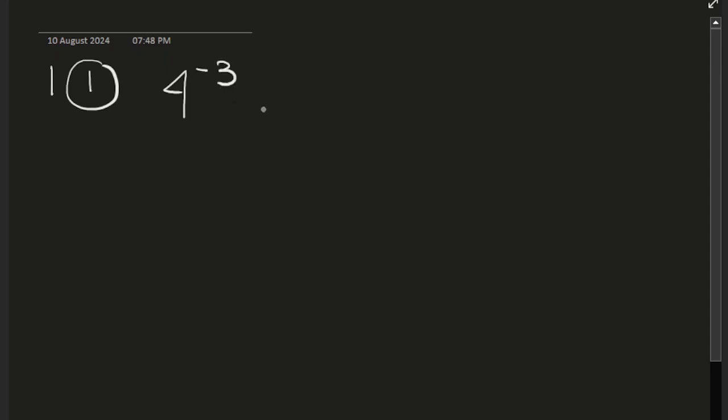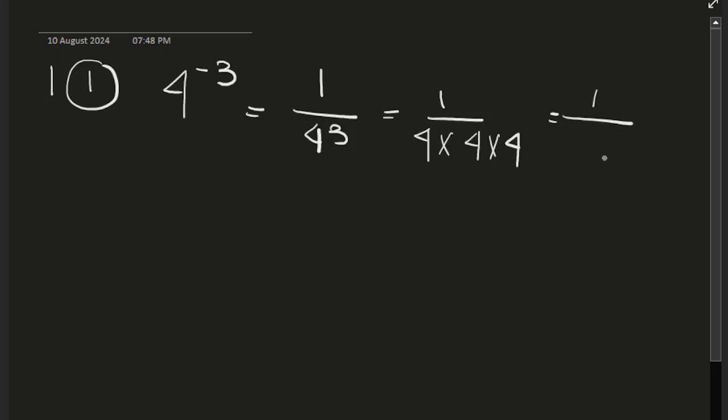4 to the power of minus 3 means what we have done? 1 by 4 to the power of 3, which is 1 by the product of 3 fours, 4 into 4 into 4. 4 cube means 4 into 4 into 4, so 4 into 4 into 4 means 64. That means the value of 4 to the power of minus 3 will be 1 by 64.